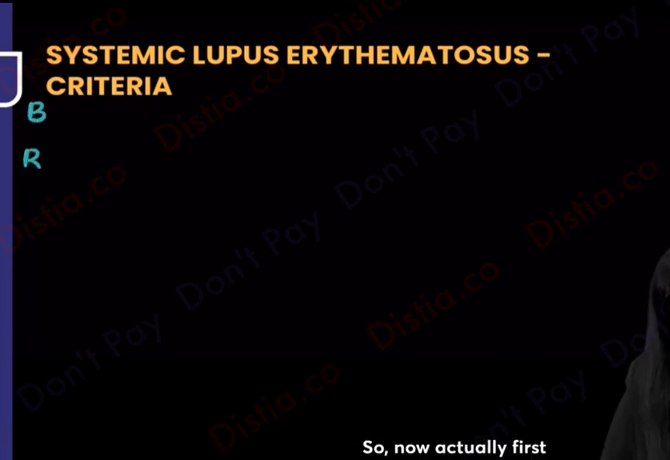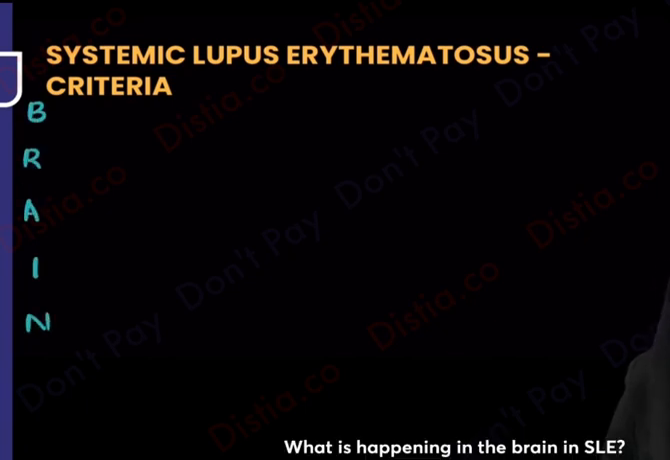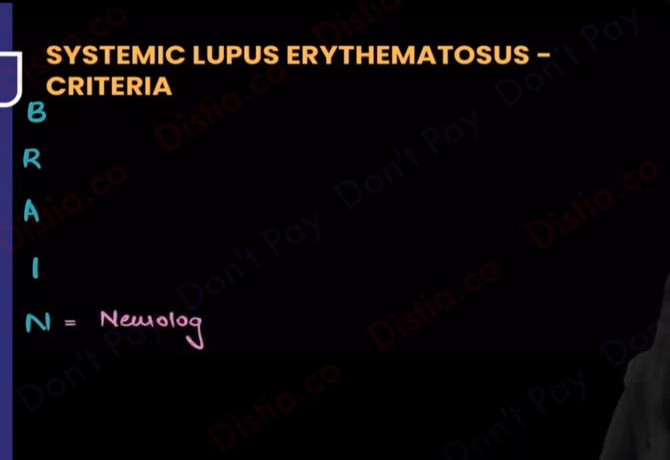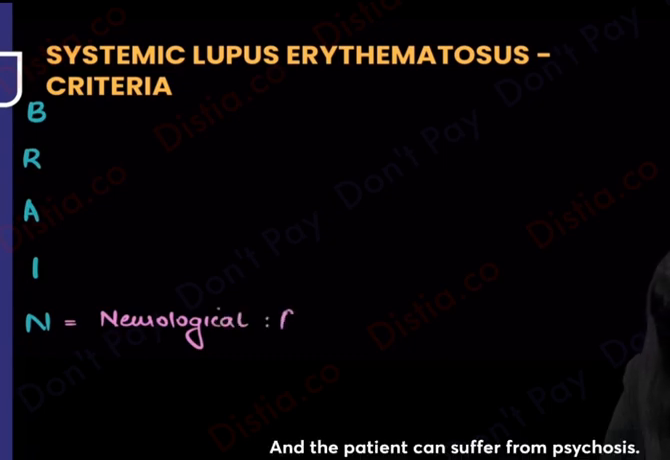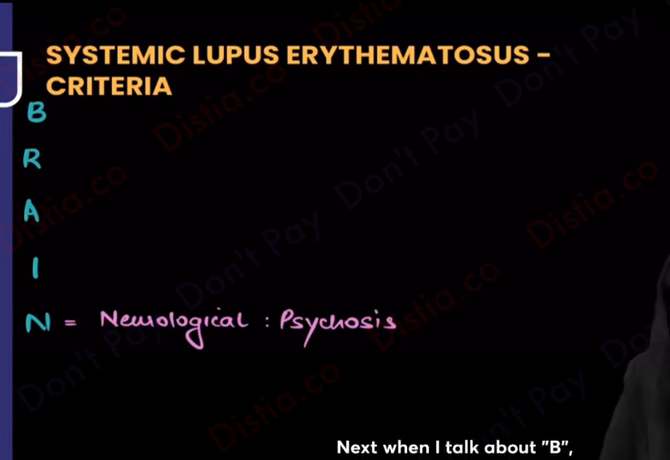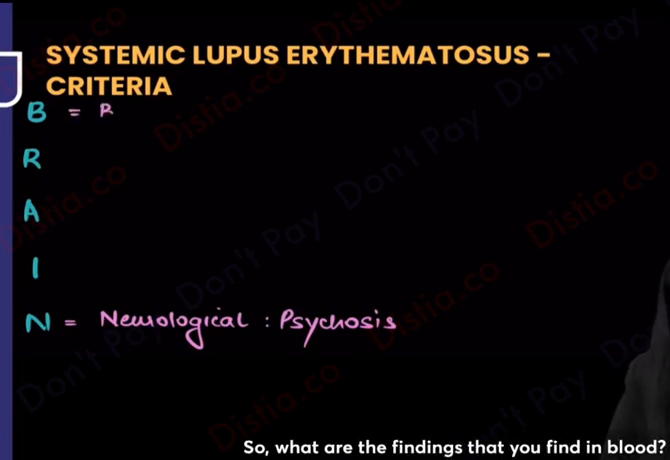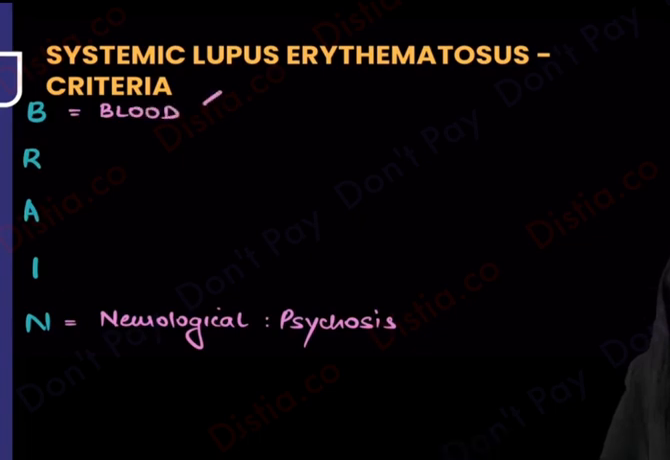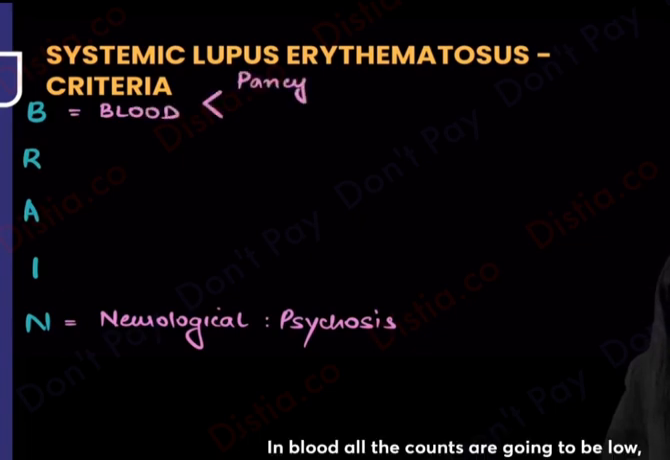So now first let me finish off brain only. What is happening in the brain in SLE? So N stands for neurological, and the patient can suffer from psychosis. Next, when I talk about B, the B over here stands for blood. So what are the findings that you find in blood? In blood, all the counts are going to be low.